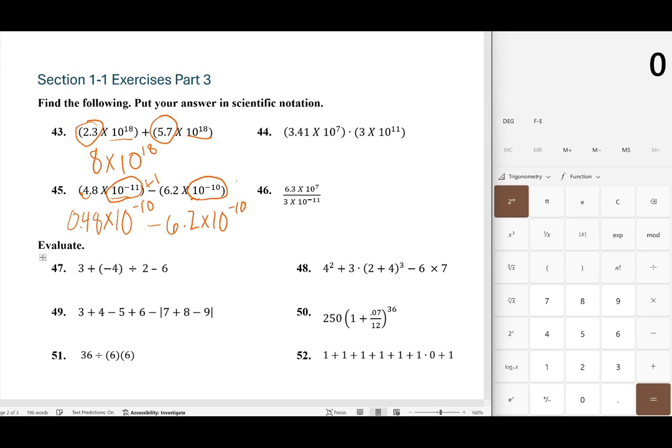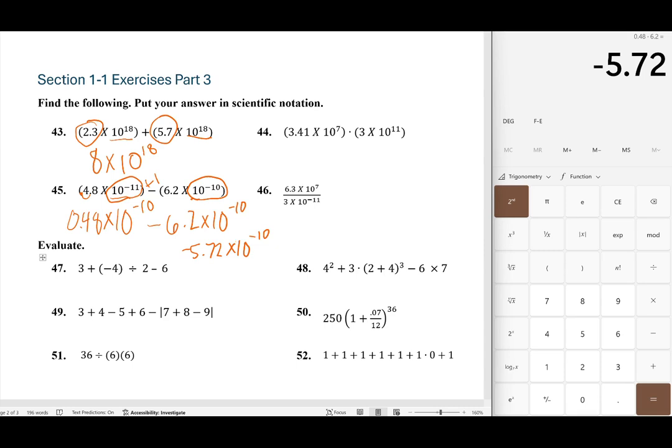Let's go ahead and switch to the calculator. We can just do that part in the calculator. We're going to do 0.48 minus 6.2. Calculator's going a little slow today. That's going to give us the first part, so that's negative 5.72. And again, we'll just keep our 10 and our exponent the same now that they've been changed to match. So for adding and subtracting, make sure that they always match, and the answer is in scientific notation here.